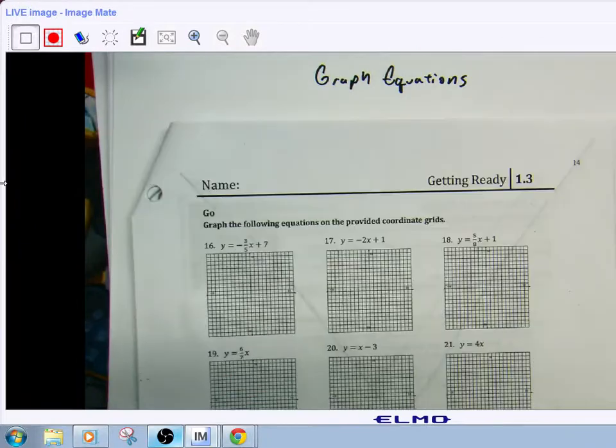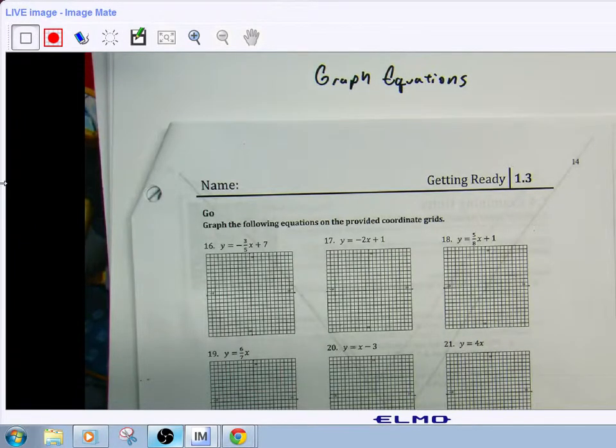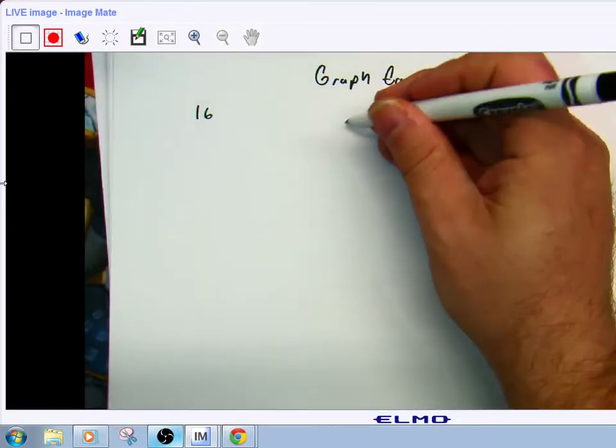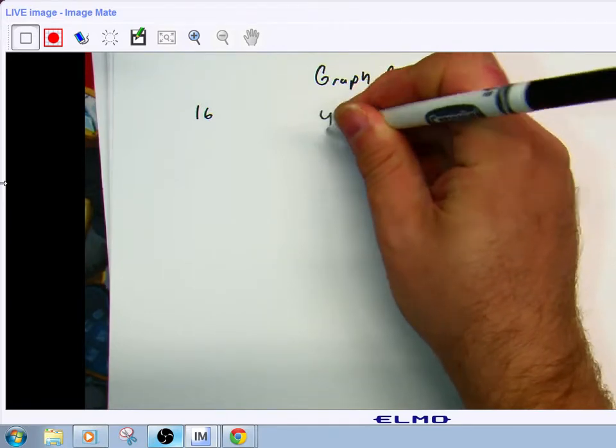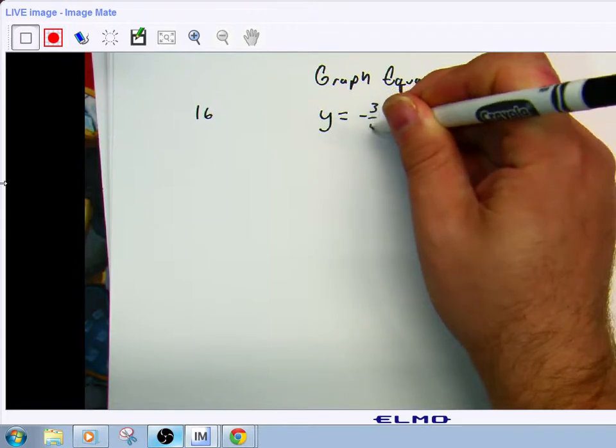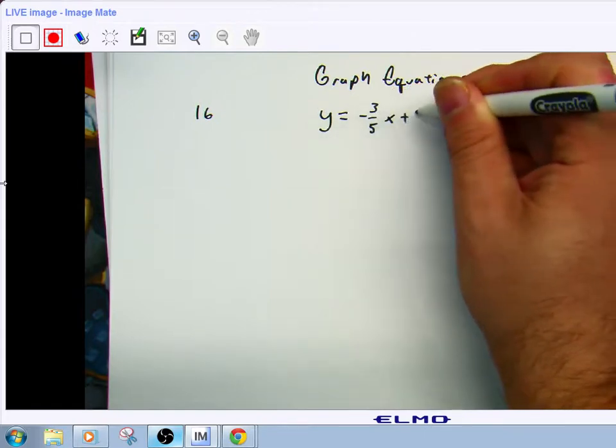All right, so what we're going to be doing today is I want to make sure that we understand how to graph equations. I'm actually going to pick a problem from the 1.3 section of last night's homework just to make sure we understand how to do it. So I'll do number 16, and I'll explain exactly what's going on here. So we end up with a linear equation. In this case, the linear equation is y equals negative 3/5 x plus 7.